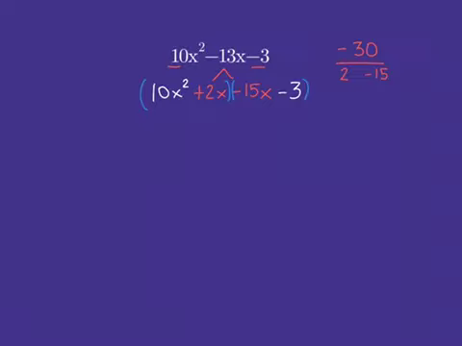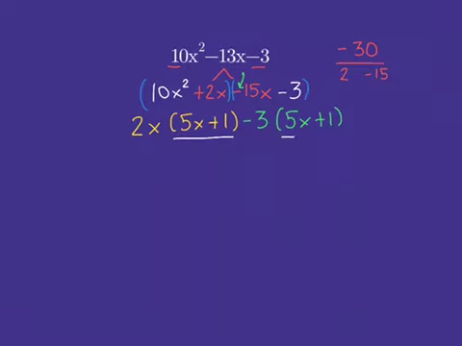Out of our first group, we can factor out a 2x, which leaves us with 5x plus 1. Out of the second group, because we have this negative leading coefficient right here, instead of factoring out a positive 3, we're going to factor out a negative 3. So that will also leave us with 5x plus 1, because remember, we're dividing by a negative.